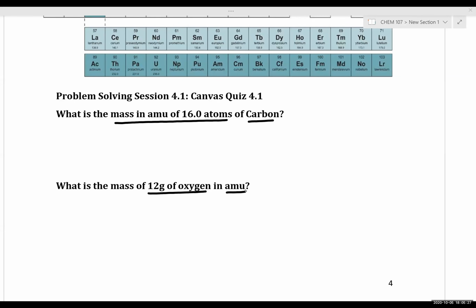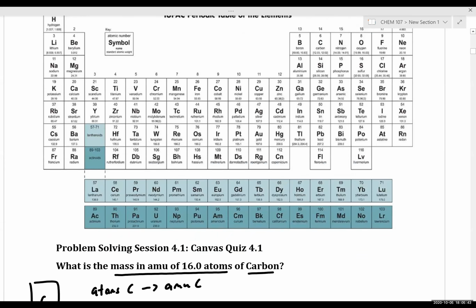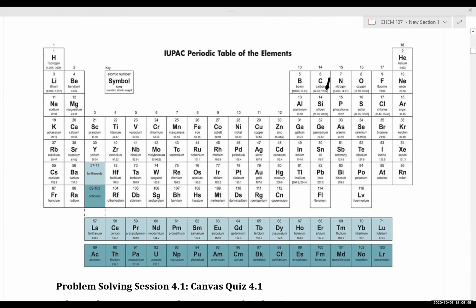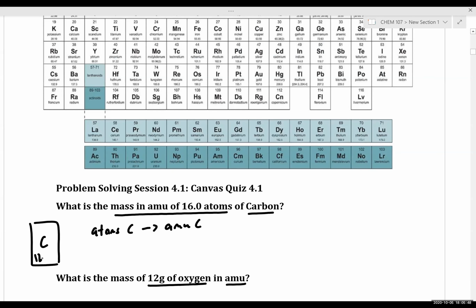Okay, so let's talk about this example. We're trying to go from atoms of carbon to calculating the mass in AMUs of carbon. If we look at carbon in the periodic table, we see that carbon has an atomic mass of 12.00. In other words, for carbon, we have 12.00 AMU per atom of carbon. You get the atomic mass from the periodic table.